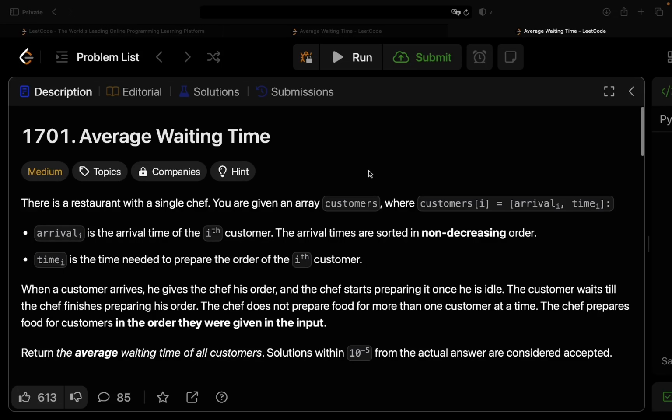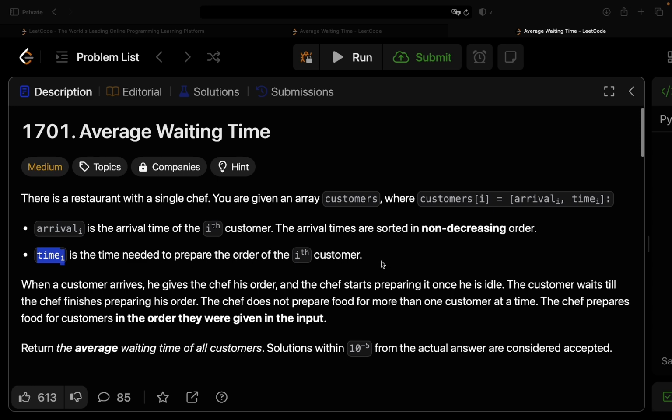Today we are going to solve Average Waiting Time. It's a medium level problem. The problem statement: you are given a restaurant with a single chef. You are given an array of customers where customer i has two values, arrival i and time i. Arrival i is the arrival time of the ith customer. The arrival times are sorted in non-decreasing order. The time i is the time needed to prepare the order of the ith customer.